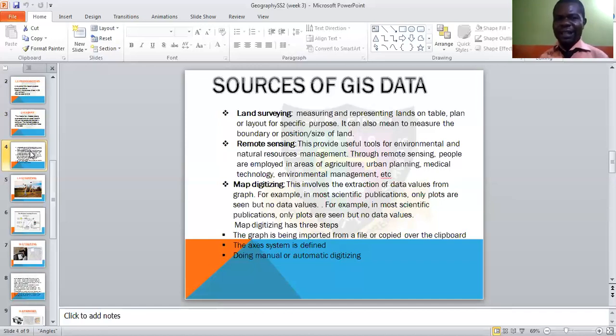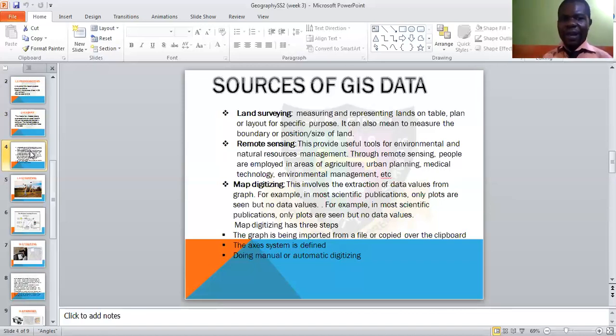Another thing is remote sensing. This one has many things. We have talked about remote sensing before. Remote sensing helps us to know the natural and artificial qualities of some areas. In management, people get jobs through remote sensing. For example, agriculture and urban planning. You have heard of the Lagos master plan. These are done by geographers: this is where the market should be, this is where the road will be, this is where we shouldn't give the area to area boys called Agberos. Even in medical technology and environmental management, you do all these things.